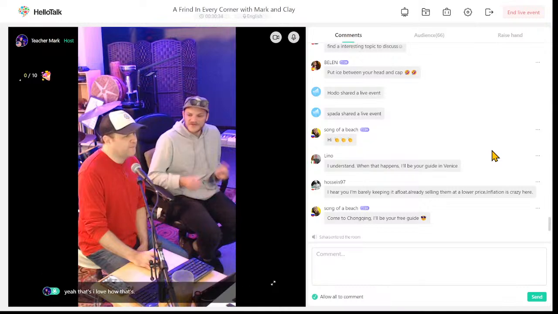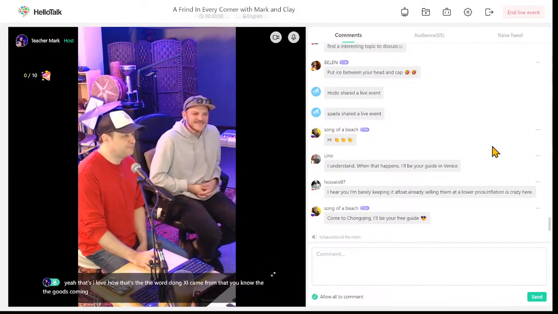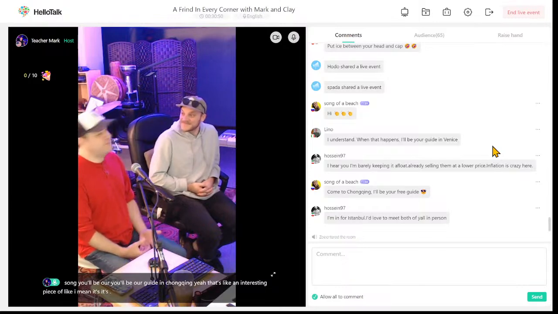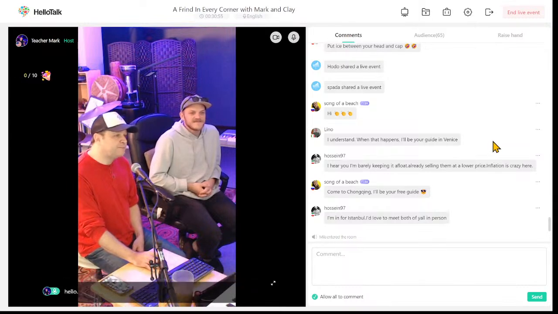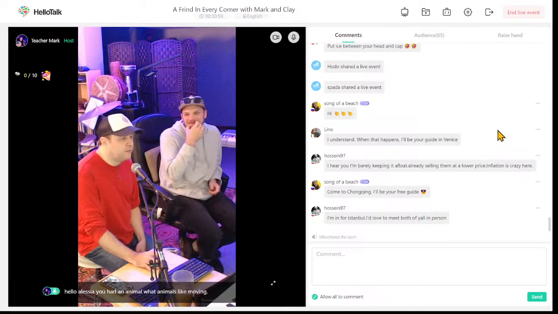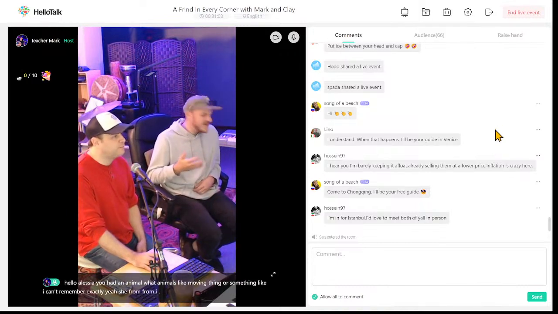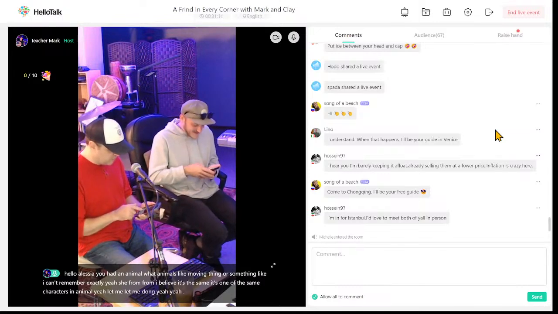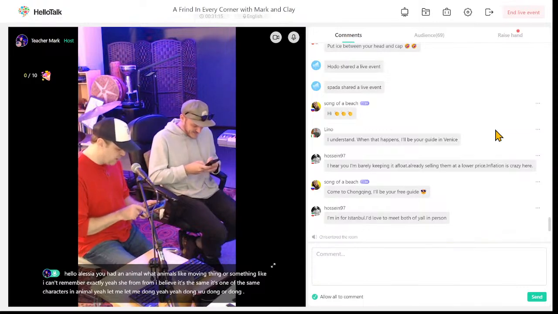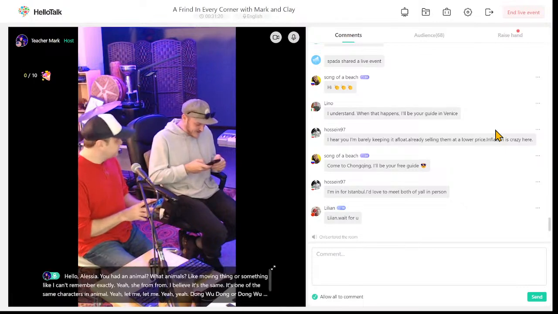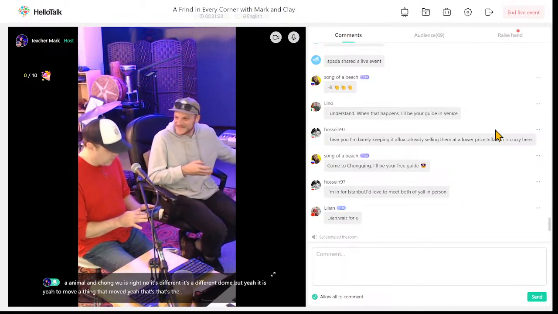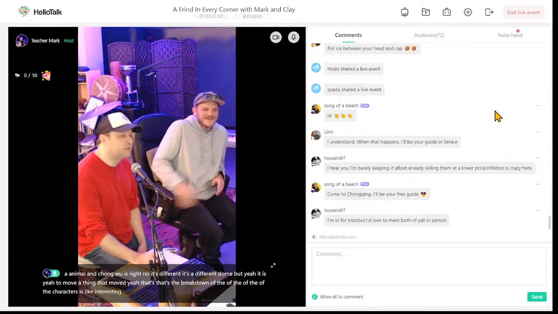I love how the word dongxi came from that, the goods coming east and west. Song, you'll be our guide in Chongqing. Yeah, that's an interesting piece of etymology, Chinese etymology. Hello, Alessia. What animal's like a moving thing or something, I can't remember exactly. It's one of the same characters. Dongwu, and Chongwu. Dongwu is animal, and Chongwu is pet. It's a different dong. To move, a thing that moves. The breakdown of the characters is interesting. A moving thing. I love that one.